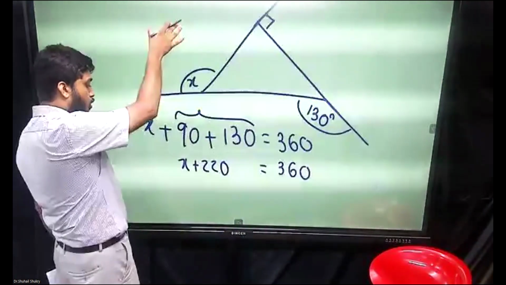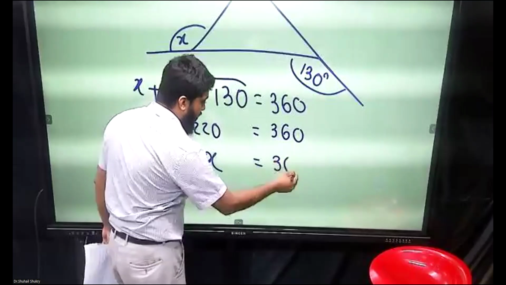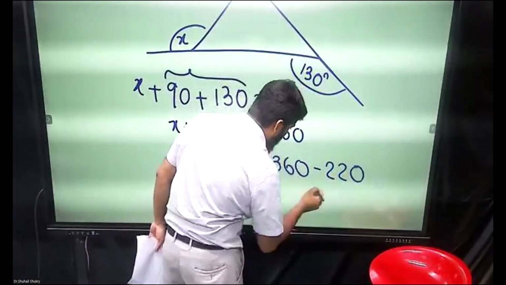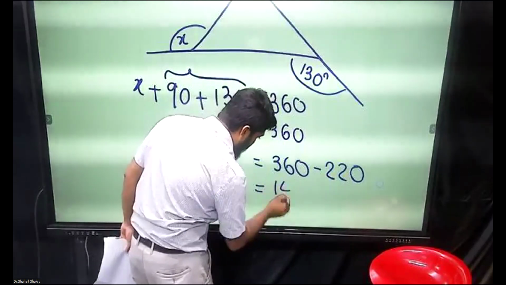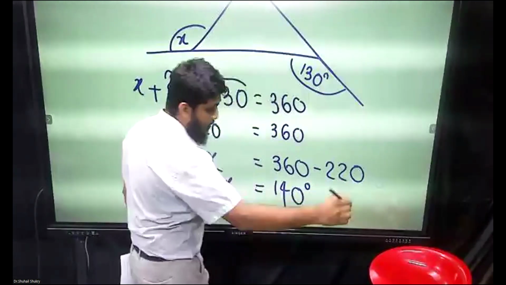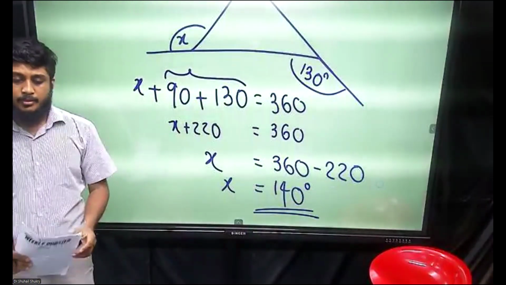If I want to get the value of X, I should send the 220 to the other side. So X is equal to 360, and 220 going to the other side means minus 220. So what is the answer? X is equal to 140 degrees. Got the point? Right.